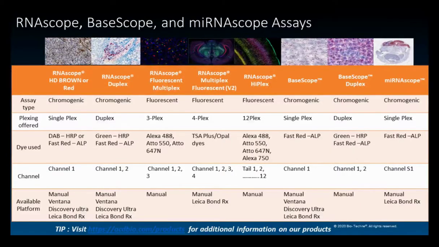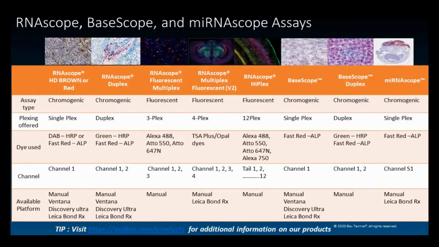Now, this slide summarizes all the assay products that are currently available from ACD. We have chromogenic singleplex brown or red assays and duplex assays on both the manual and automated platforms. The multiplex fluorescent assay allows for the detection of up to 4 targets simultaneously in a single tissue section. The major difference between the 2 fluorescent assays is that the V2 assay uses fluorophores from Akoya Biosciences for signal visualization and provides a high signal-to-noise ratio, whereas the fluorescent multiplex assay is an all-in-one kit. The V2 fluorescent assay is also available on the Leica automation platform.